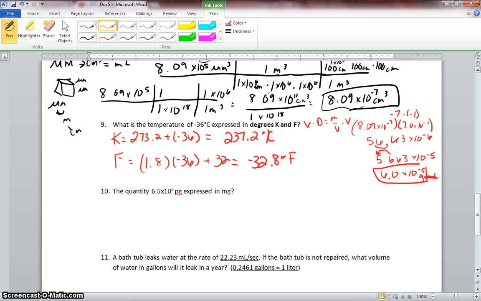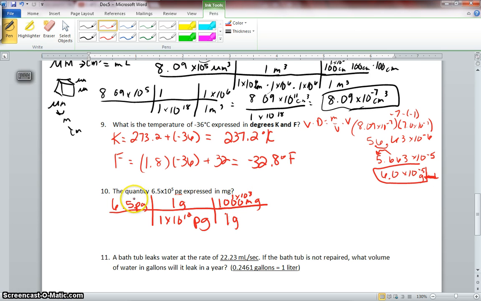Okay, next one, the quantity is 6.5 times 10 to the 5th picograms. Express that in milligrams. So if we have 6.5 times 10 to the 5th picograms, we know that pico is 1 times 10 to the 12th picograms in 1 gram. And we know that in 1 gram there are 1,000 milligrams, or 1 times 10 to the 3rd. Oh, I forgot times 10 to the 5th. So go ahead and multiply everything on the top.